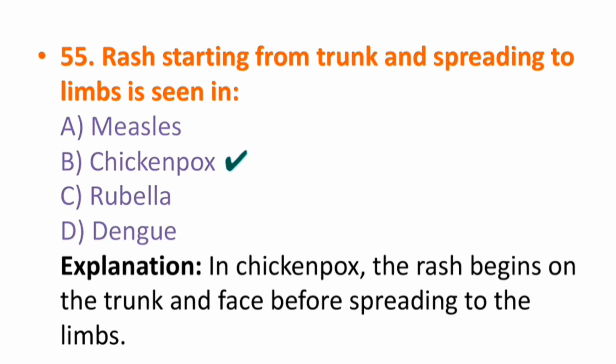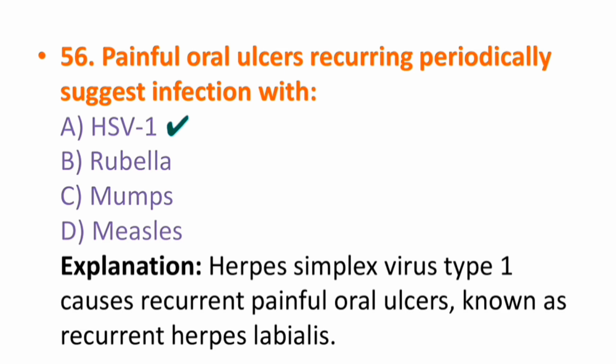Rash starting from the trunk and spreading to limbs is seen in option A, measles, option B, chickenpox, option C, rubella, option D, dengue. The correct answer is option B, chickenpox. In chickenpox, the rash begins on the trunk and face before spreading to the limbs.